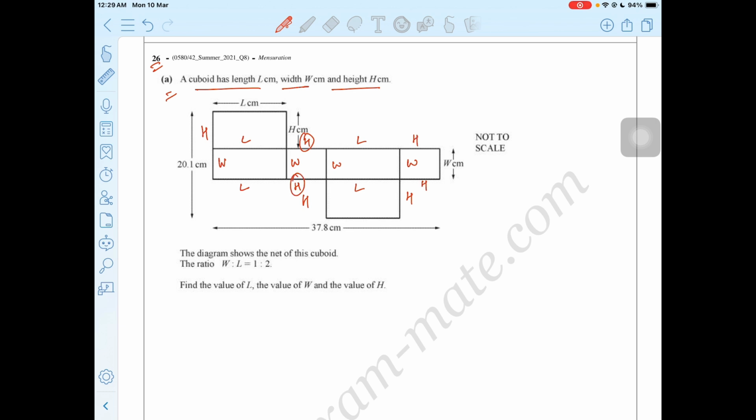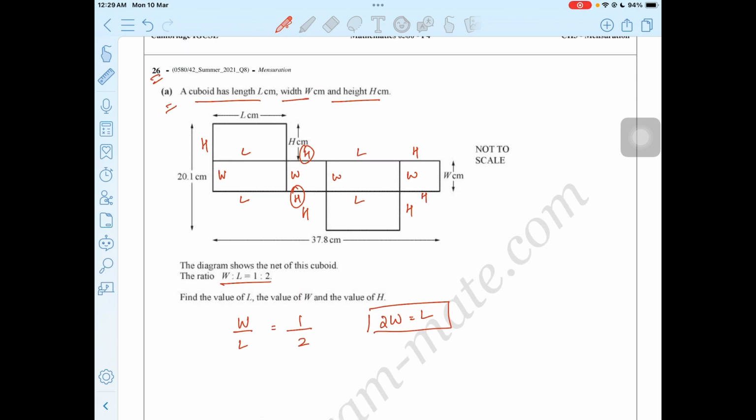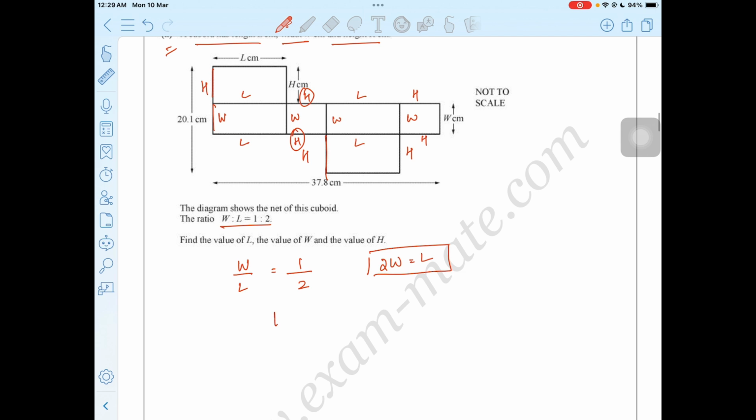So we are given two things: the ratio of W and L as 1:2, and we can simply write it as W upon L is equal to 1/2. So this would be 2W is equal to L, right? So we have the first equation over here. Then we can create another equation by using this H, W, and then again H. So this would be W plus 2H is equal to 20.1, right? This is our second equation.